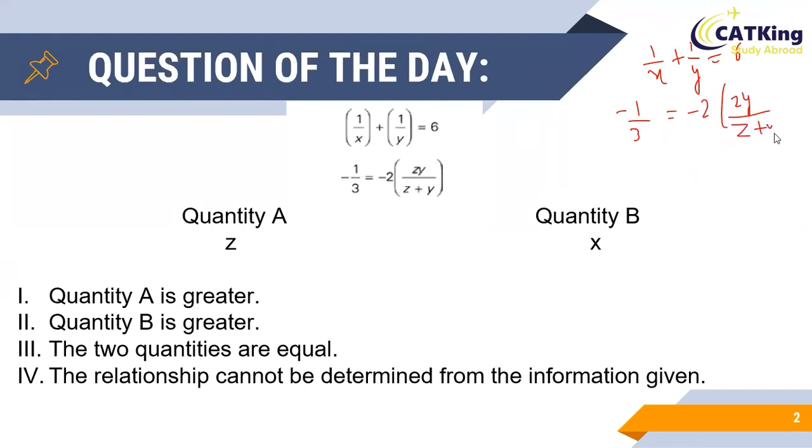Next, we are given two quantities A and B such that A is equal to Z and B is equal to X. And we are asked to find if A is greater than B in all cases, that is option 1, or if B is greater than A in all cases, that is option 2, or if A is equal to B in all cases, that is option 3, or if the relationship cannot be determined from the given information.